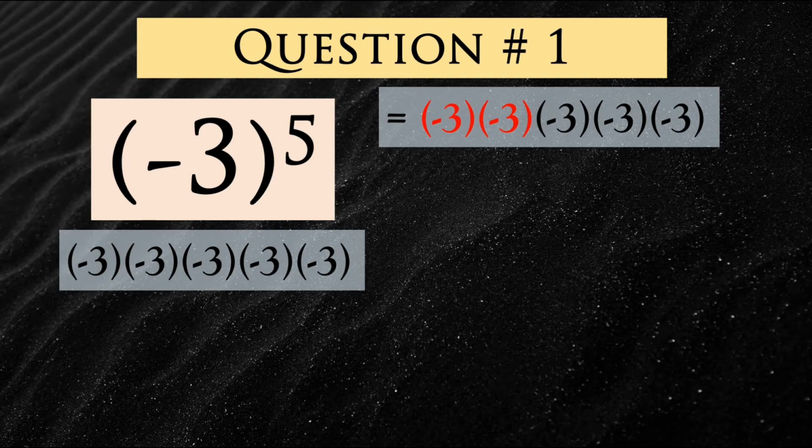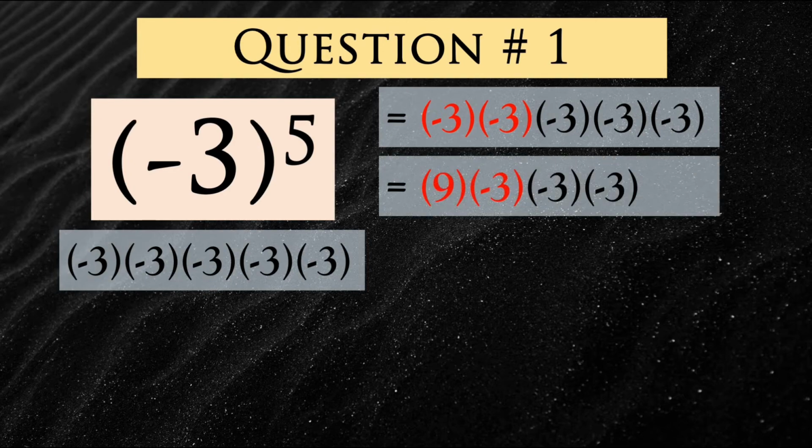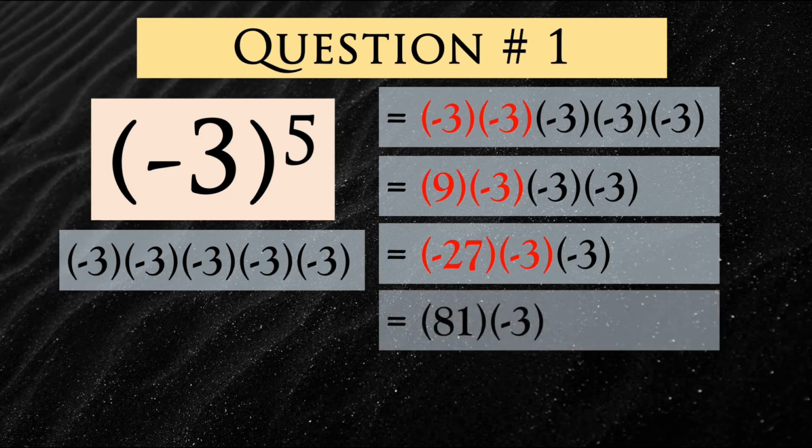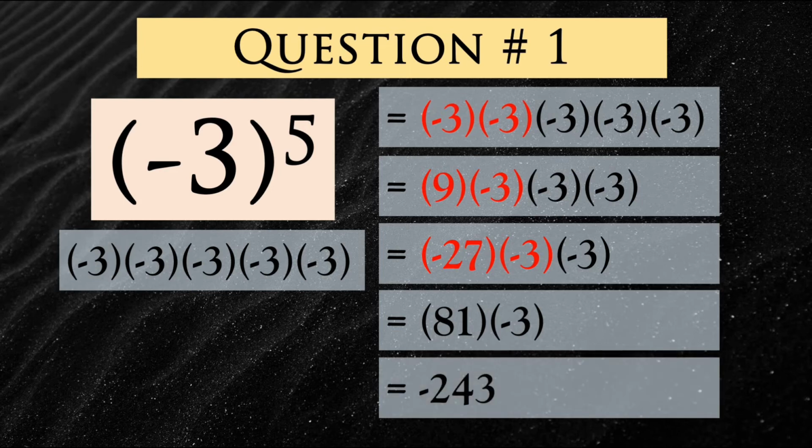Negative times negative is positive. So you'll have positive 9. And then multiply it to the next negative 3. Positive times negative is negative. 9 times 3 is 27. So you have negative 27. And then multiply it to the next negative 3. Negative times negative is positive. So 27 times 3, you have positive 81, and then multiply it with the other negative 3, and positive times negative is negative, and 81 times 3, you'll get 243, negative 243. So that's the answer for this question.